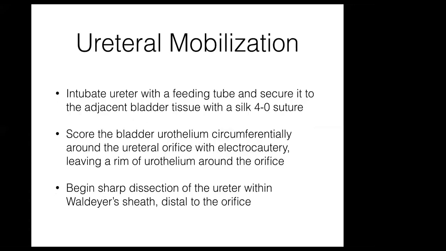So for the different ureteroneocystostomy techniques, okay, first we'll discuss ureteral mobilization. So you intubate the affected ureter with a feeding tube and secure the adjacent bladder tissue with a silk 4-0 suture. You secure the bladder urothelium circumferentially around the ureteral orifice with electrocautery, leaving a rim of urothelium around the orifice. Then you begin sharp dissection of the ureter within Waldeyer sheath distal to the orifice.